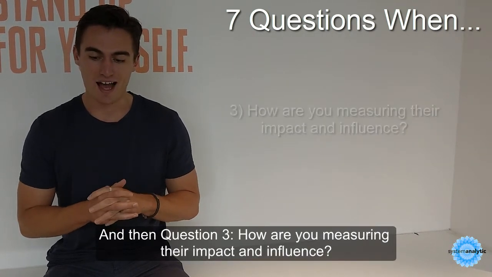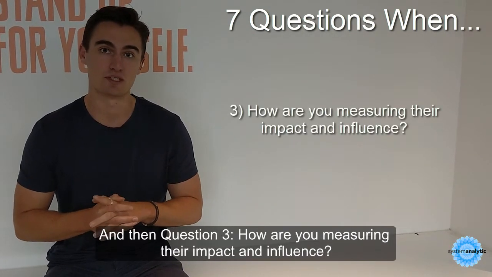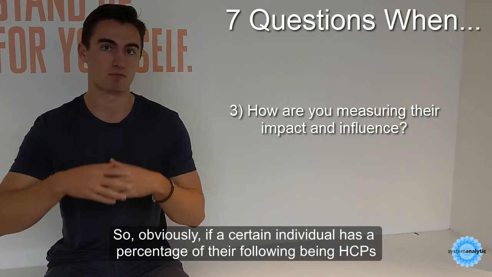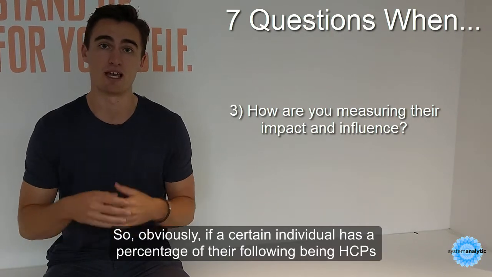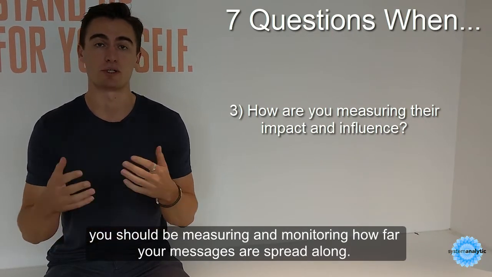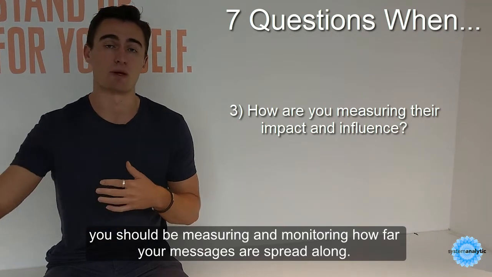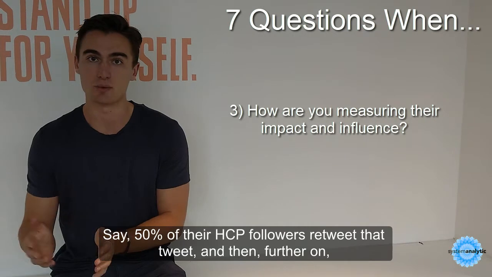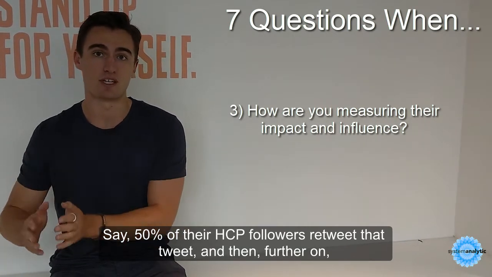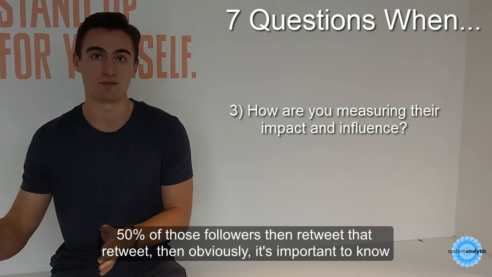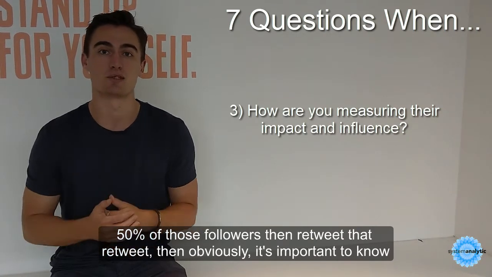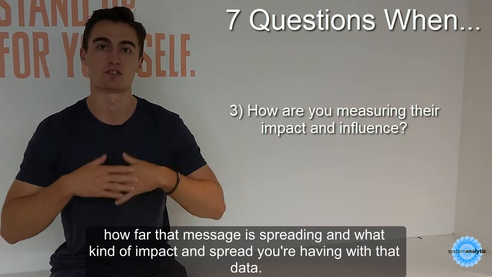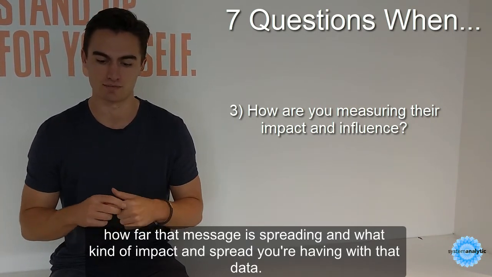And then question 3, how are you measuring their impact and influence? So obviously if a certain individual has a percentage of their following being HCPs, you should be measuring and monitoring how far your message is spread along. Say 50% of their HCP followers retweet that tweet, and then further on, 50% of those followers then retweet that retweet. Then obviously it's important to know how far that message is spreading and what kind of impact and spread you're having with that data.